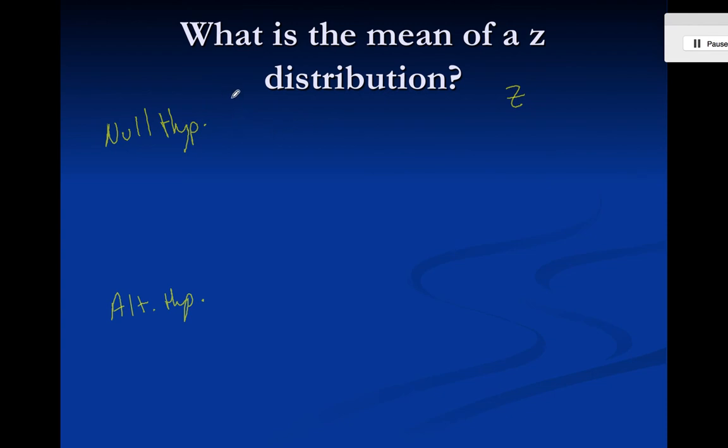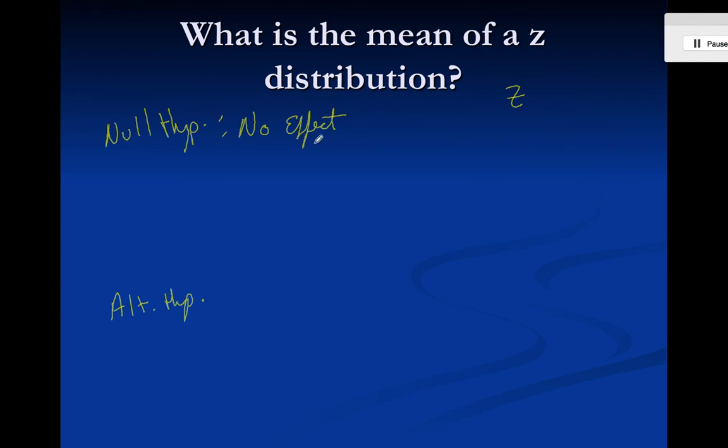In research, the same thing happens out there in the real world. There are two options. The two options that we find are the null and the alternative. What does the null predict? The null predicts no effect. Okay?